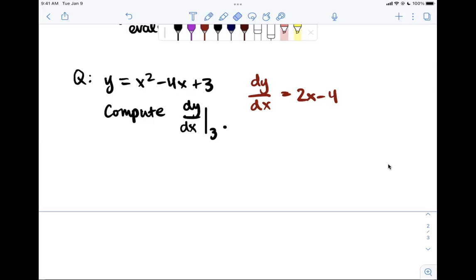So here's the derivative, 2x minus 4, and then we have to evaluate that at 3. So then we have dy dx evaluated at 3. That's equal to 2 times 3 minus 4, and that's just 2. So the final answer would be 2.